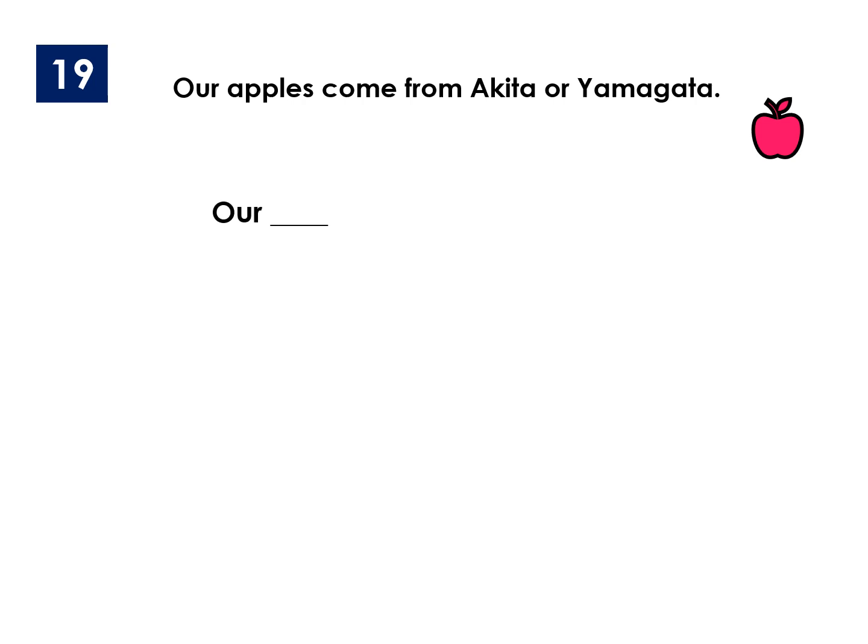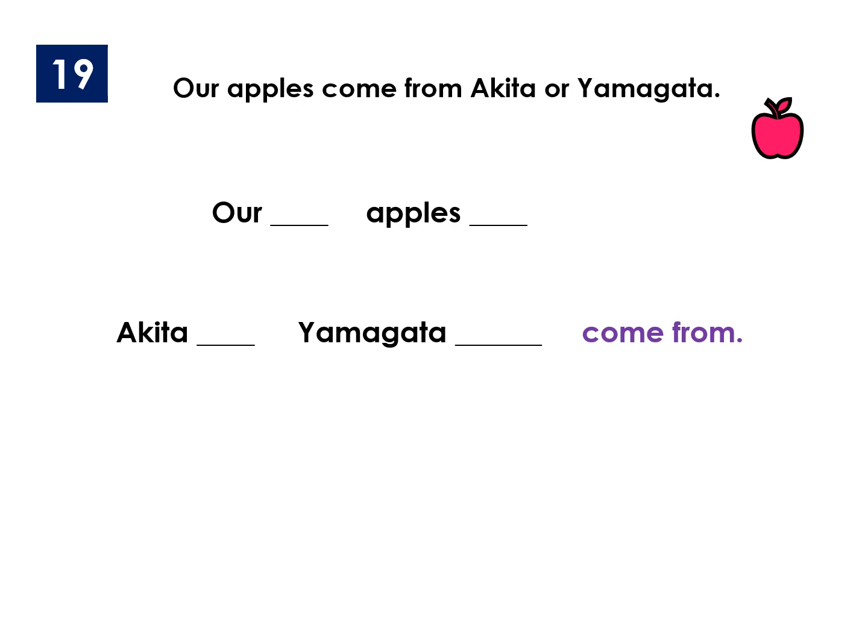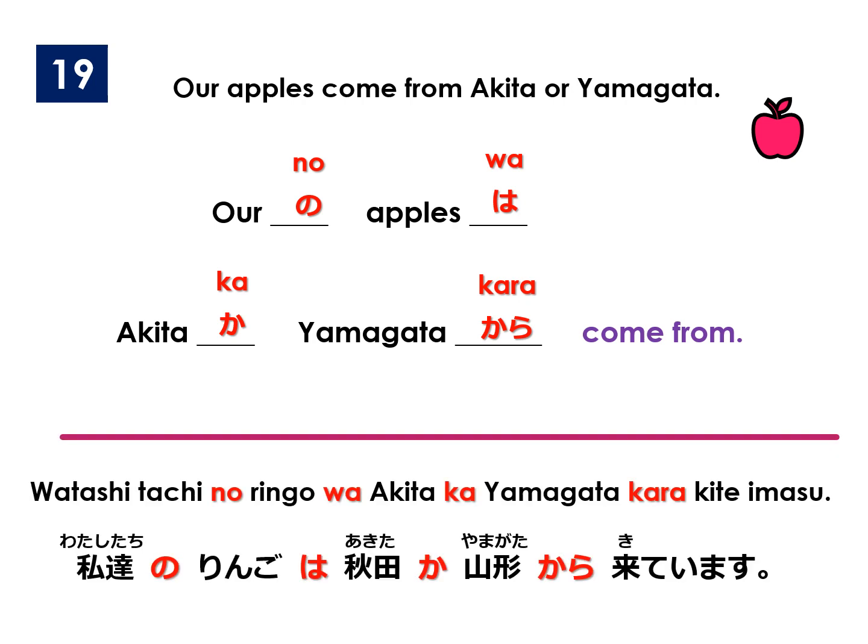Next sentence, our apples come from Akita or Yamagata. The elements are our, apples, Akita, Yamagata, and come from. Our takes the particle no to indicate possession. Apples takes the particle wa to indicate topic. Akita takes the particle ka to indicate or, and Yamagata takes the particle kara to indicate source or origin. And in Japanese, 私たちのリンゴは秋田か山形から来ています。Our apples come from Akita or Yamagata.